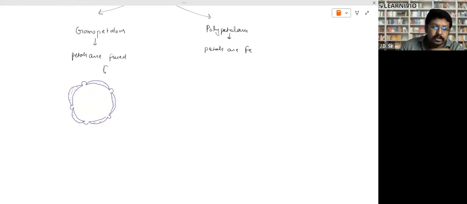So we will write it down C. In floral formula, we write C. In the floral diagram, we will show it this way. In floral formula, we will write C, 5, and gamo. So we will read it aloud: the corolla is 5 and in gamopetalous condition.